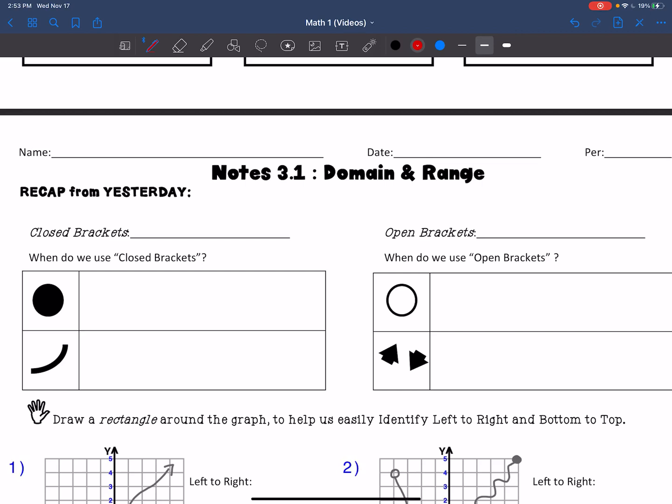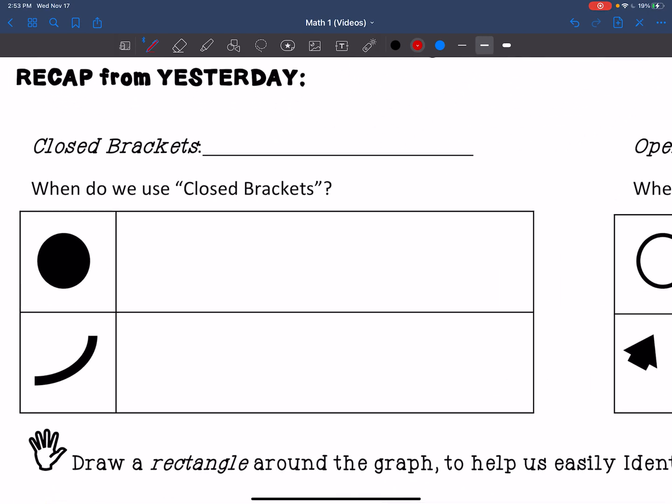Okay, so today's notes are notes 3.1, talking about domain and range. So we're just going to recap quickly from yesterday. And you're going to need two different colors. I'm going to be using purple and green. So right now, what I write in black is what you would write with your pencil.